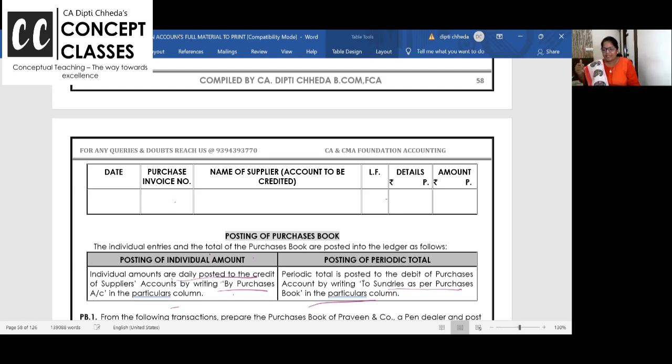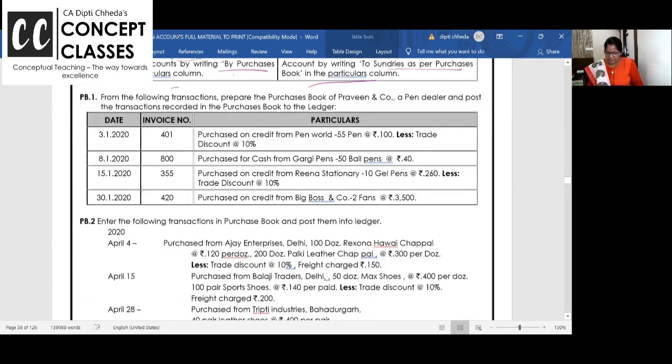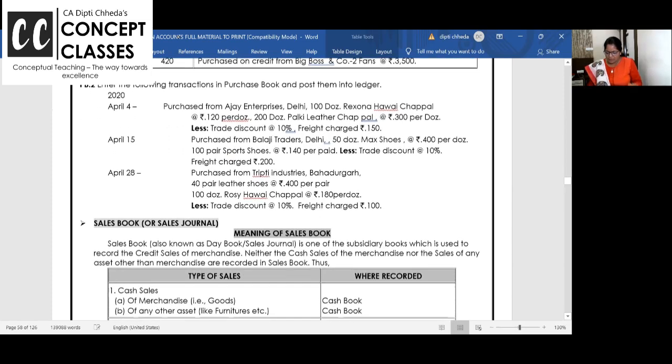Party you credit every day. Purchase total for a day, for a week, you can post once in the ledger. I'll give you booster notes for this. Very nice. Don't worry. Just do it with me right now. Problem number 2. Enter the following transactions in the purchase book and post them into ledgers.